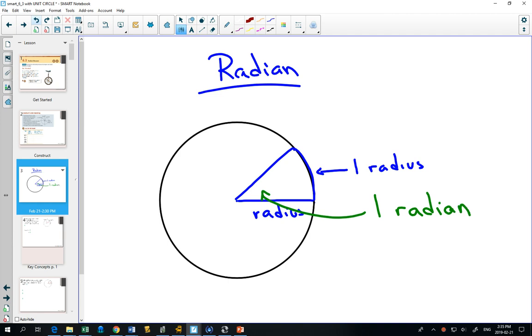So unlike degrees, which are arbitrary, where someone just decided there's going to be 360 of them around the edge of the circle, a radian is actually based on a part of the circle. It's based on the radius. And so if the same radius was on the outside edge of your circle, that angle is called 1 radian.